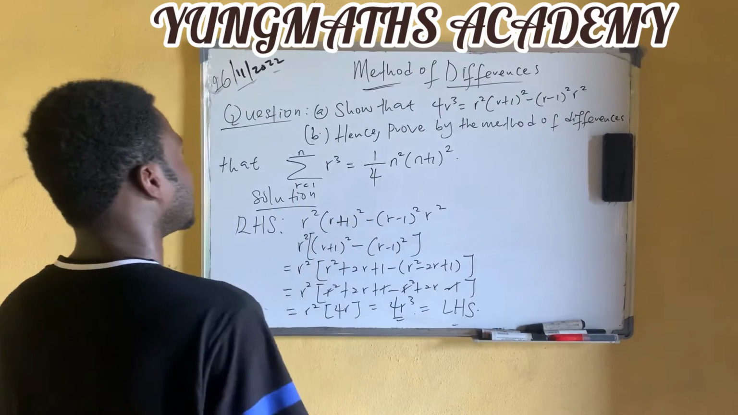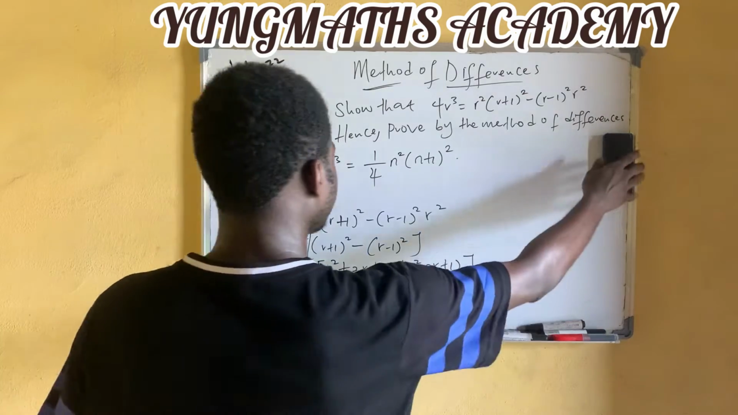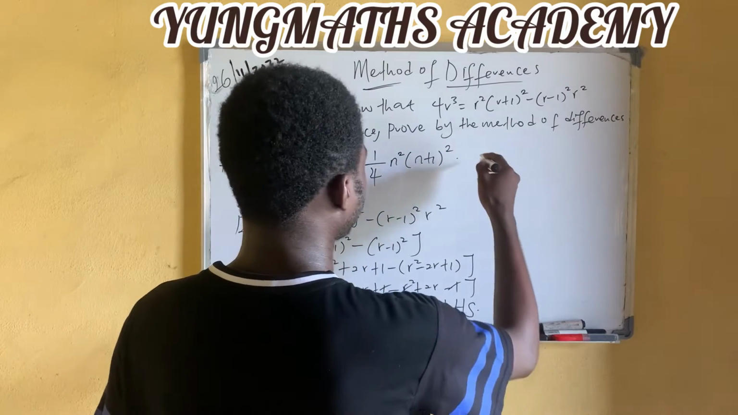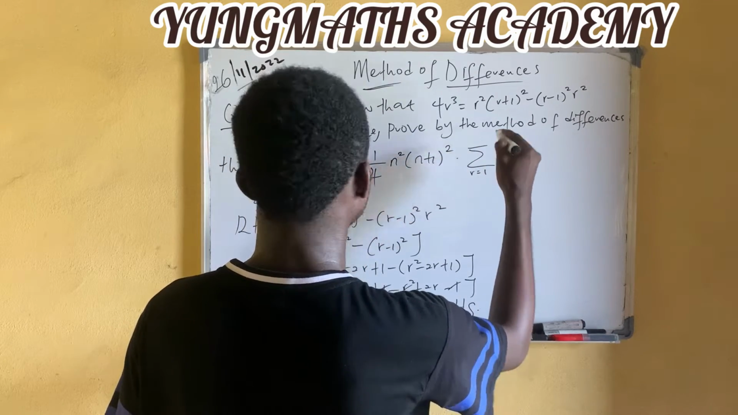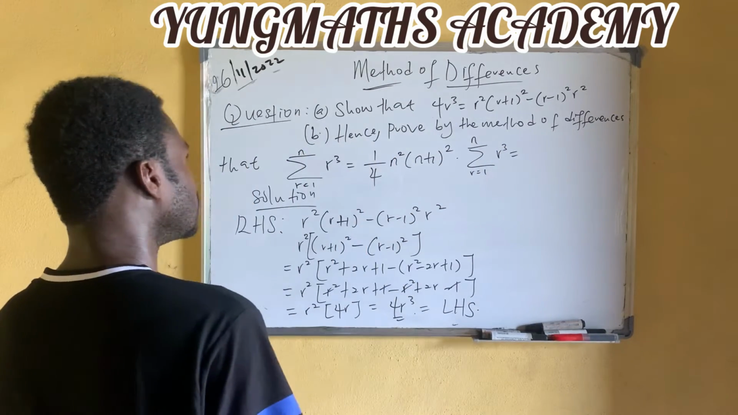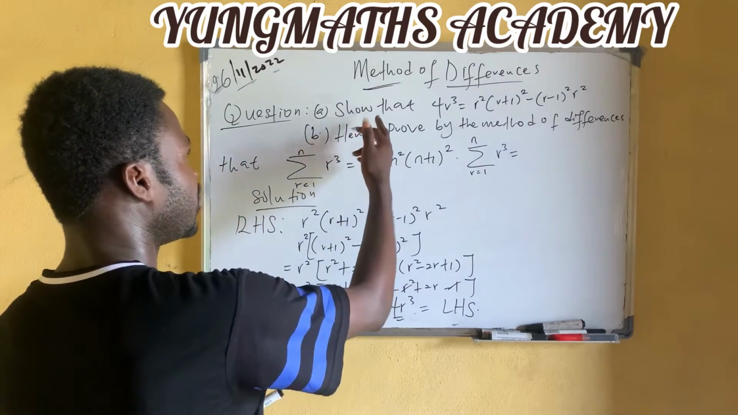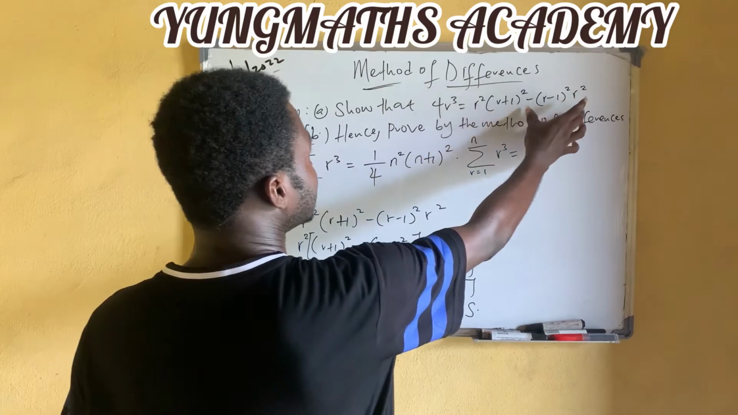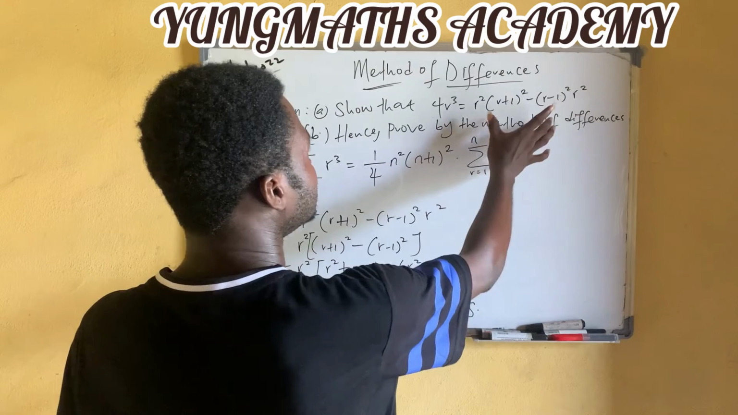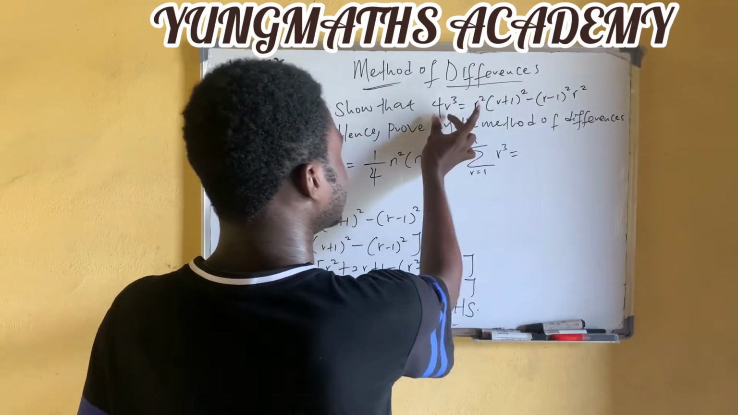Now we are to use method of differences to compute this. So I have to rub off this. I can still work here. I have summation r equal to 1 to n r to the third is equal to, so we want to show this is the same thing as this. But from A we've been able to show that 4r cubed is equal to this. So by method of differences, it will be much easier for me to make use of what is on the right hand side.